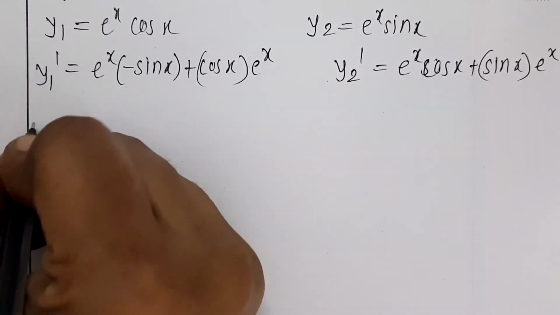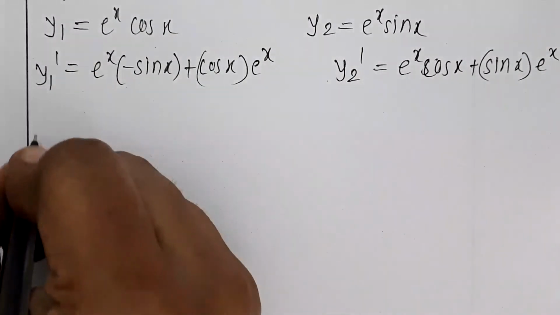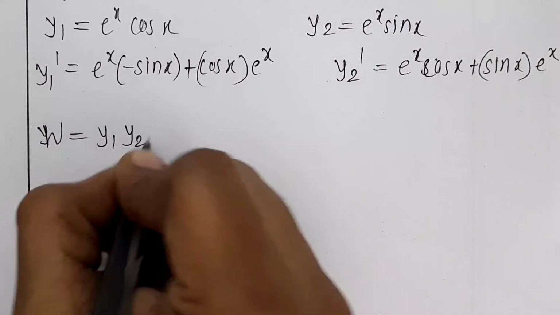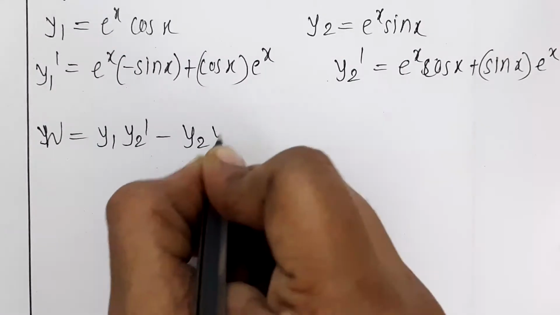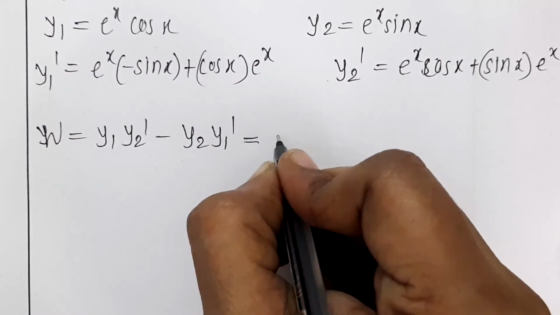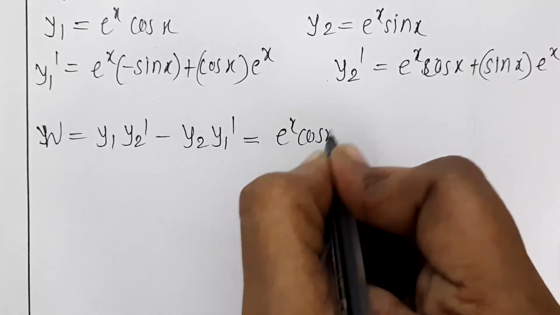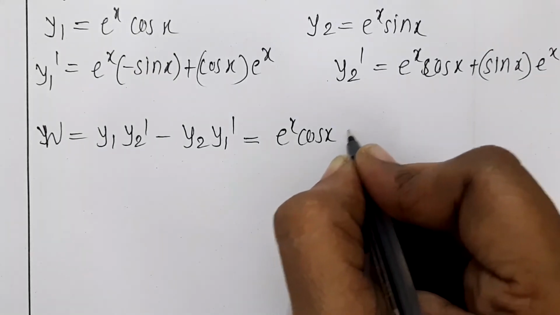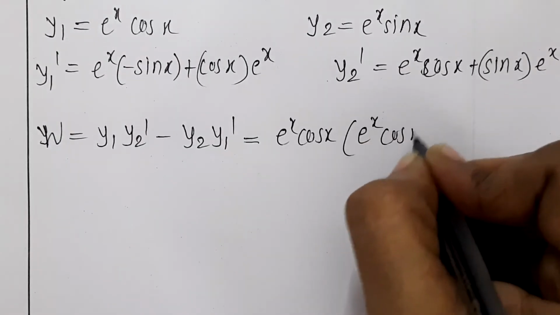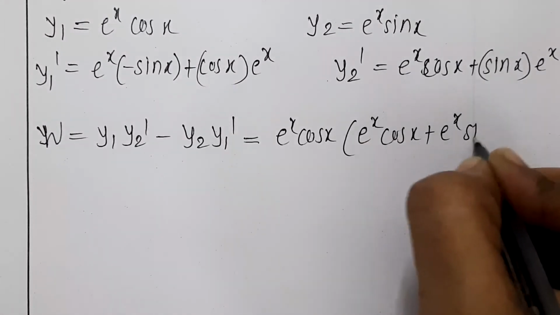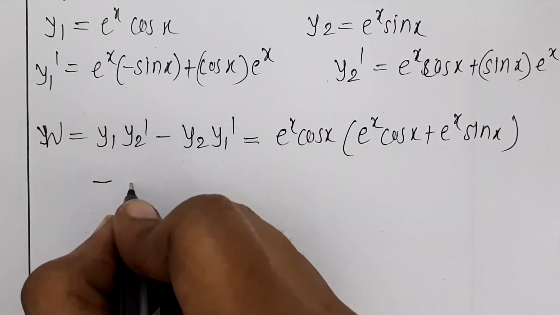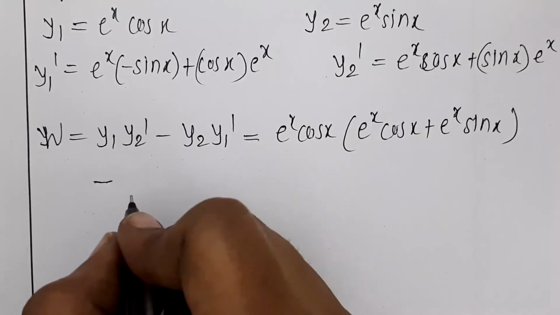Now w is equal to y1 y2 dash minus y2 y1 dash, which is equal to y1 y2 dash: e to the power x into cos x multiplied by e to the power x multiplied by cos x plus e to the power x multiplied by sin x, minus y2 y1 dash.